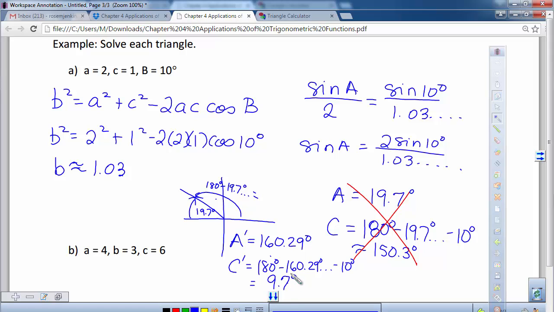So when we compare now, our smallest side is C, and the smallest angle, let me just summarize our solutions. We found side B was approximately 1.03 units, and we found angle A prime is 160.29 degrees, and C prime would be 9.7 degrees. So our smallest angle is opposite the smallest side. The largest angle, the 160.29 degrees, is opposite our largest side, and that will form a triangle for us. So there was only one solution for this problem.